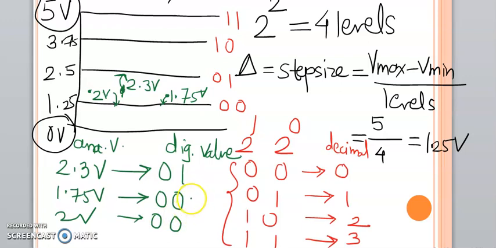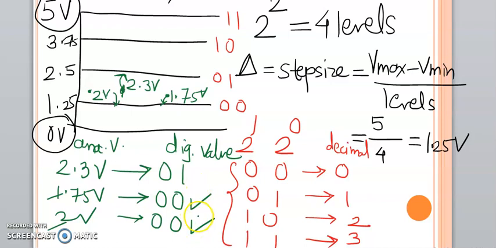So this is called a quantization error, because in practice 1.75 and 2 volt, these two analog voltages are different, but in the digital case these two will be treated as the same value. So how to tackle such a problem? That is to increase the resolution of your ADC. If I increase the number of levels between the two extreme points, then it's possible to have the conversion in a different manner. So this is called quantization error in ADC.